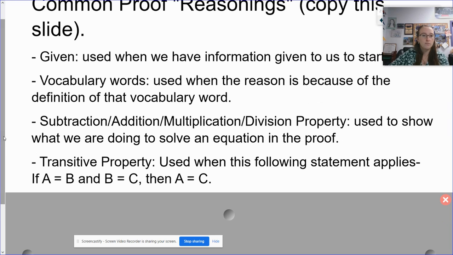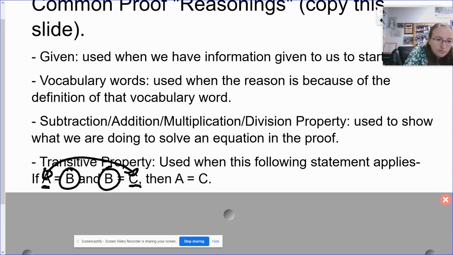Okay, this is a new term probably for you guys, transitive property. You may have learned this in Algebra 1, I'm not too sure. We would use it when this following situation occurs. If A equals B, so say A, B, and C are all numbers or angles or something like that, if A equals B and B equals C, then A equals C. What this means is if both A and C equal B, then they have to equal each other. They both equal B, so they have to be the same.